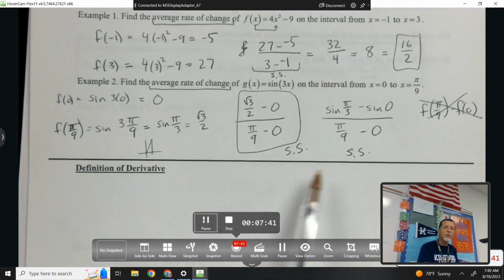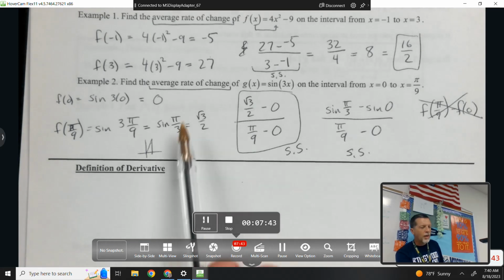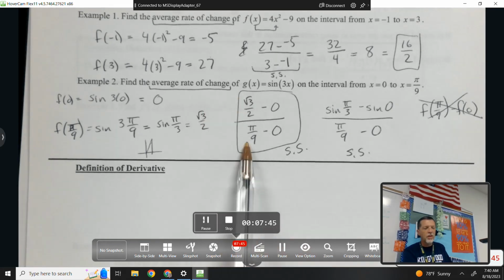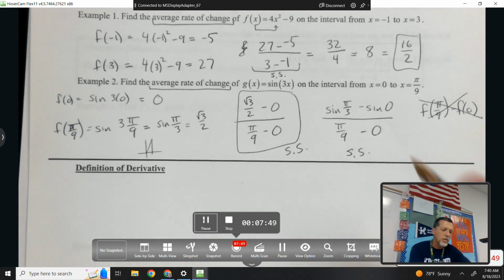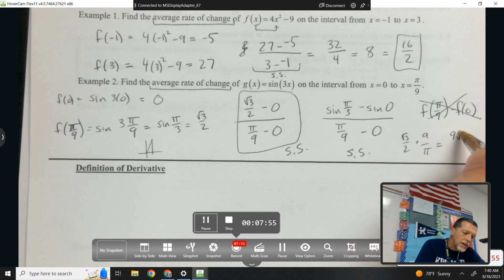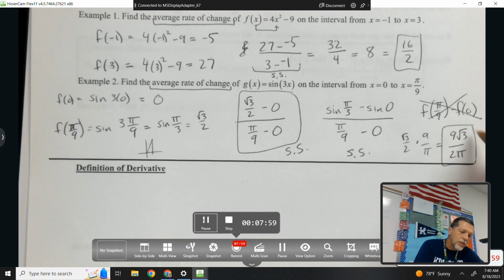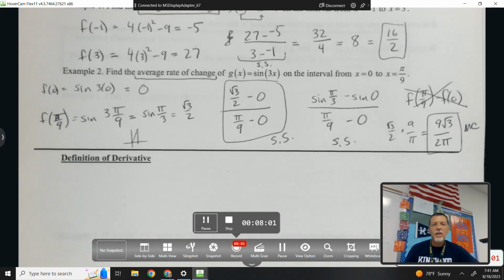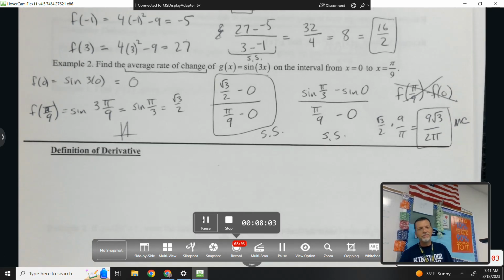Again, don't get too excited because most of the time problems that are this simple and straightforward are going to be multiple choice questions. So you're going to have to reduce. 3 over 2 times 9 over pi would be 9 root 3 over 2 pi. So there's my multiple choice answer. But hey, if you don't have to do it, don't.